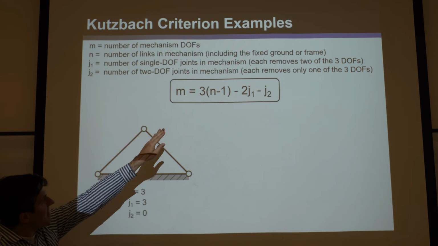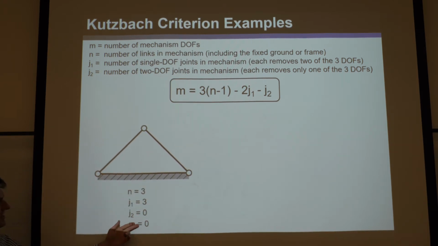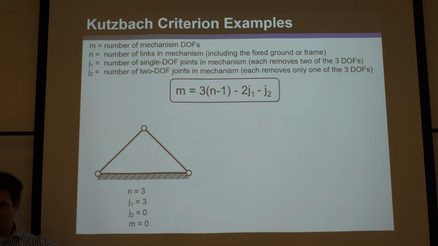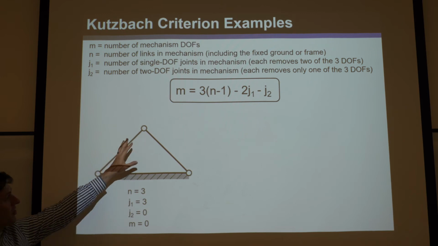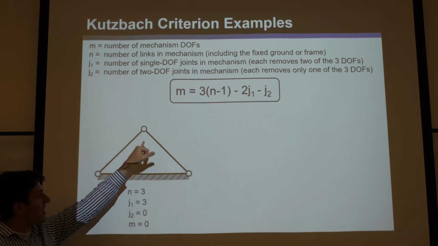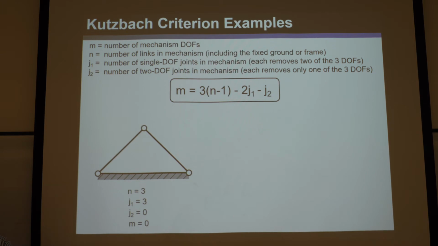Okay, so if you plug these numbers into Kutzbach and calculate m, you will indeed find m, the mobility is 0. Okay, so that means that can't move. Now you've got to ask yourself, so is this a mechanism? Let's go back and review some stuff. Well, it does consist of multiple rigid bodies or links. They are connected together by joints. Okay, there is a ground, and it is a closed kinematic chain, but it does not move. It's a structure, so it's not a mechanism. Okay, and consequently, it's not a linkage either, because all linkages are mechanisms.